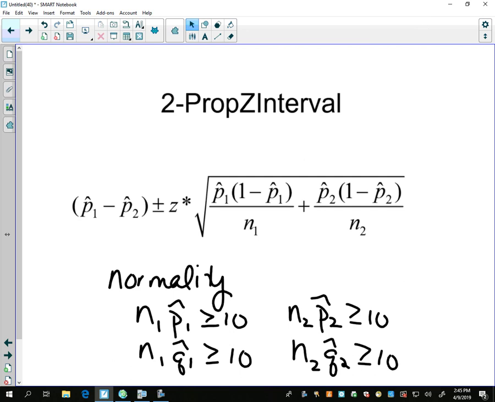Now, the rubrics on the AP for this normality condition, my correction, is still greater than or equal to 10. Your textbook is a little different here. They say at least 5. So they're going a little bit more conservative in the textbook, but the AP is using 10. It does say in the rubrics 5 or 10, so don't worry about it. Let's just keep the magic number 10 for these normality conditions.